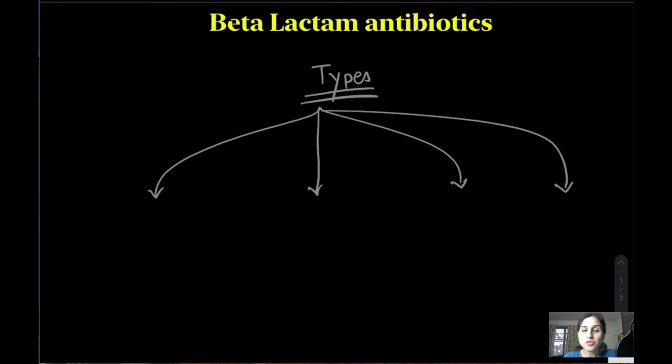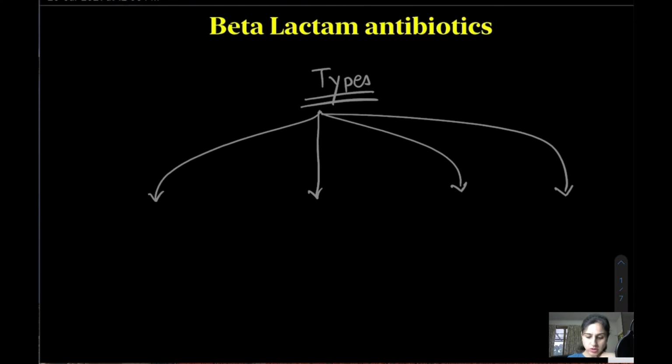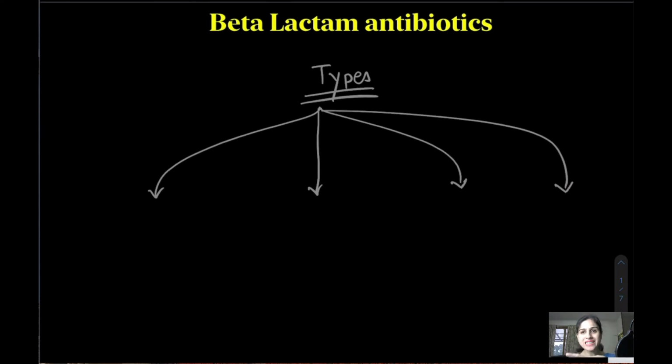Hi, so welcome to a new topic, and this is beta-lactam antibiotics. Very important topic and very important group of antibiotics. So why do I call them beta-lactam antibiotics? Because all of them have a beta-lactam ring. So that's why they are called beta-lactam antibiotics.